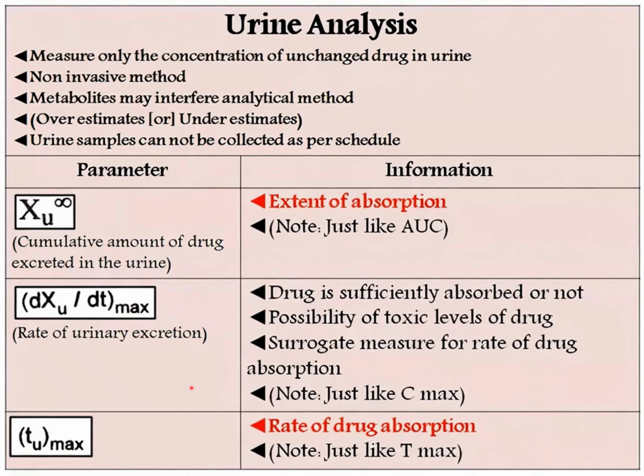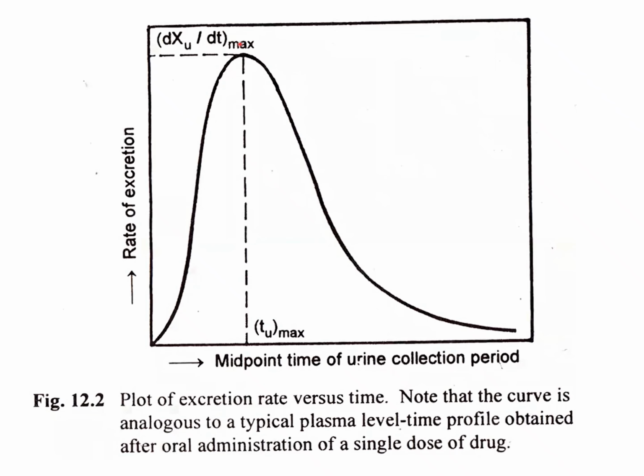And then for urine analysis, this is also possible. It measures only the concentration of unchanged drug in urine. It is a non-invasive method, but metabolites may interfere with the analytical method. So let's see the graph. Here is the graph. This is like the dumbbell shaped area under the curve. But the main difference is here is the rate of excretion and here is the time. So the time when more elimination is found is the Tmax.